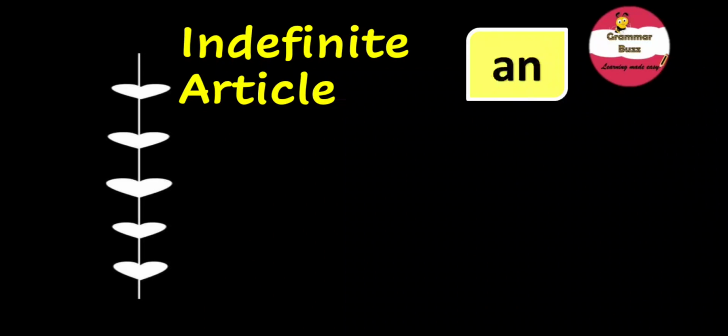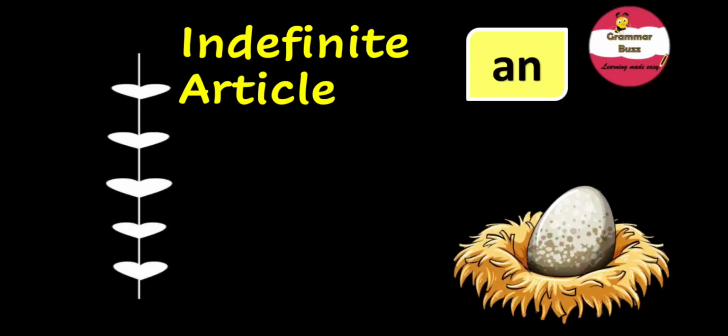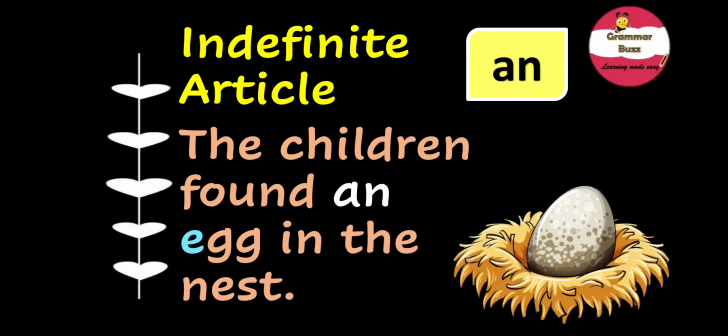Let's give you another example. And this is with the indefinite article an. The article an is used when it is followed by a singular word that begins with a, you are right, vowel sound and not a consonant sound. For example, the children found an egg in the nest.